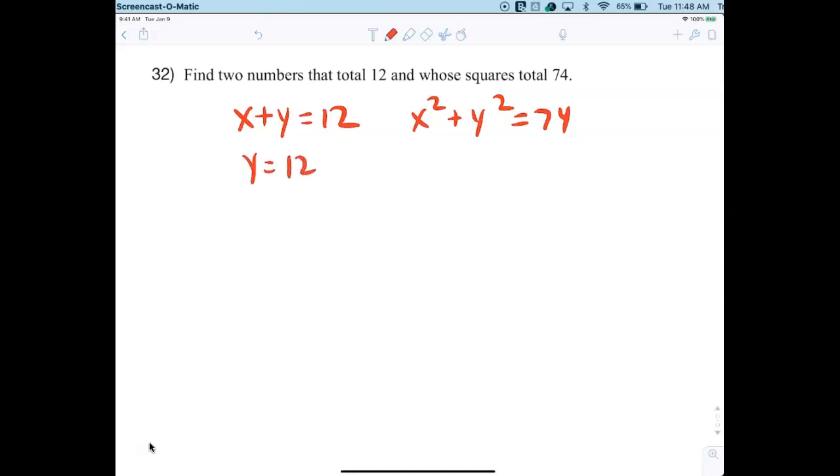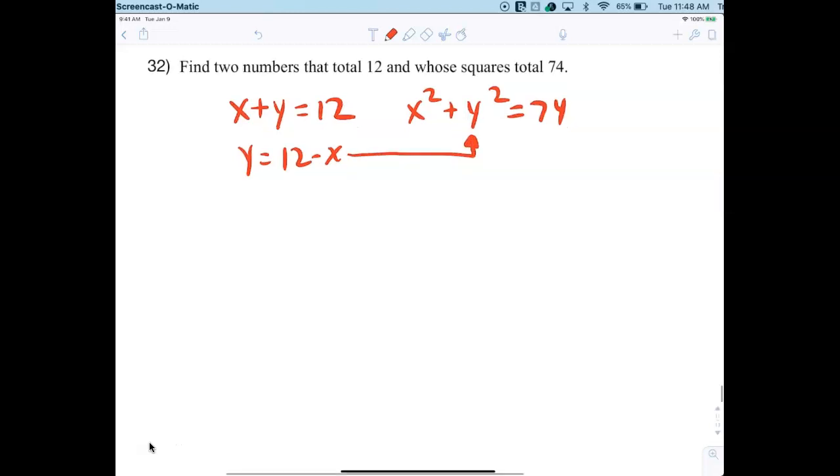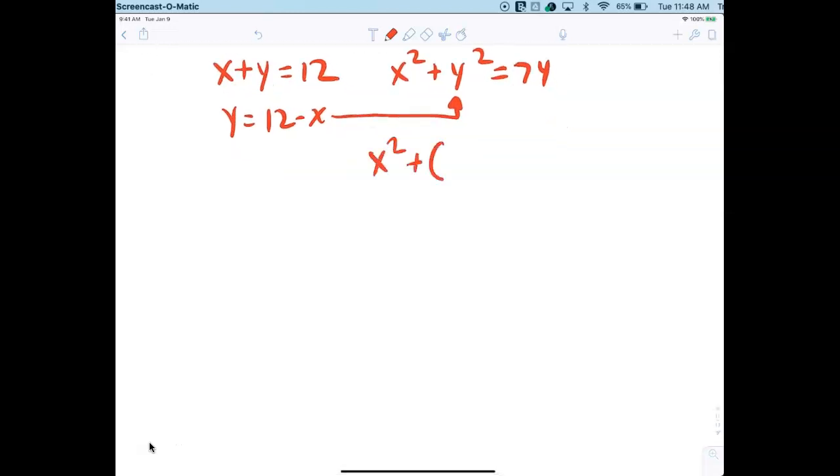12 minus X. So what do you think I do with 12 minus X? Yeah, put it in the equation over here. So now, X squared plus parentheses 12 minus X squared equals 74. All right, so X squared plus, if I square that, it's going to become 144.